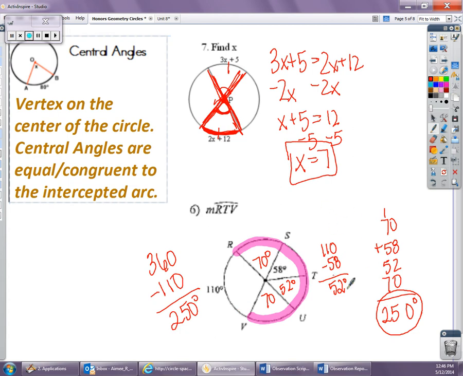Some of you might go this way, some of you might see the relationship right away and see that I just subtract out the 110 from the 360 all the way around. Okay, but that's central angles.